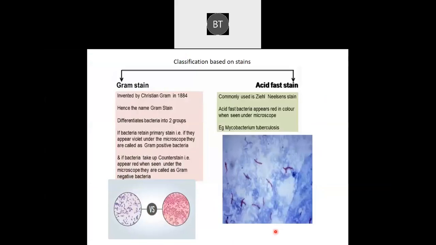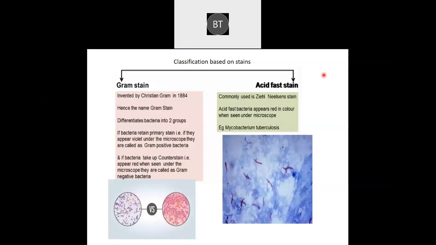Based on the staining technique, the bacteria can be classified as gram stain and acid fast stain. Gram stain was invented by Christian Gram, and hence it is named gram stain, and there are two types. If the bacteria retain the primary stain, that is, if they appear violet under the microscope, they are called gram-positive bacteria. And if the bacteria take up the counter stain, that is the safranin, they appear red in color and are called gram-negative bacteria.